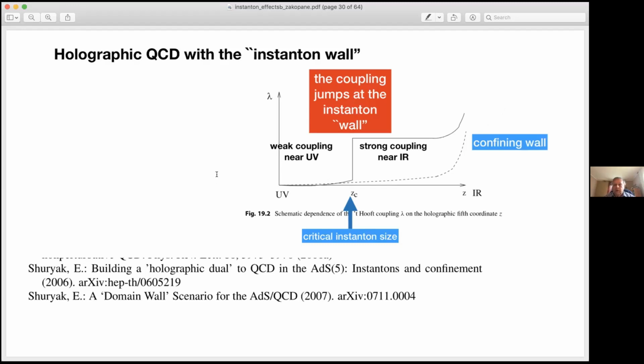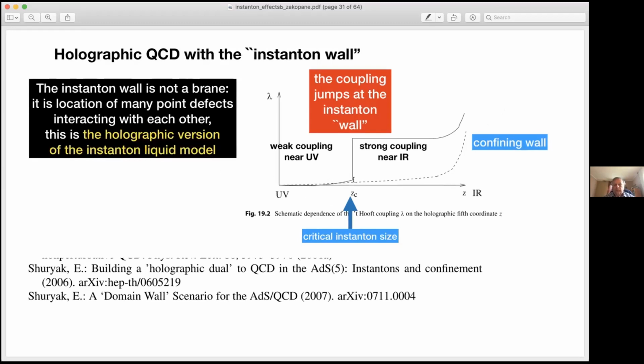Now I'm saying there should be this instanton wall. The instanton wall sits at some distance which corresponds to this location of the delta function at large M. So all instantons should sit here, but it is not a brane. A brane is something homogeneous which has mass. No, they will have just a four-dimensional plane in which all instantons sit, and they interact with each other or exchange these fields, et cetera, et cetera.